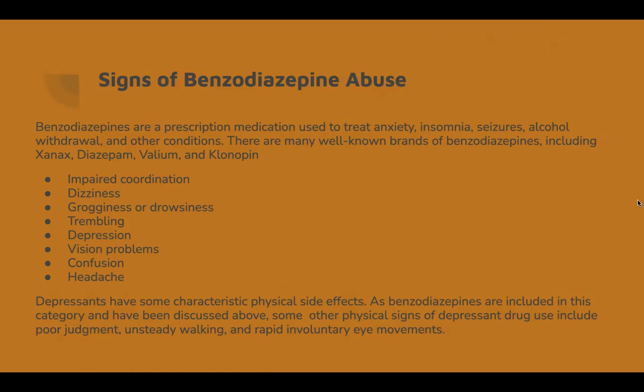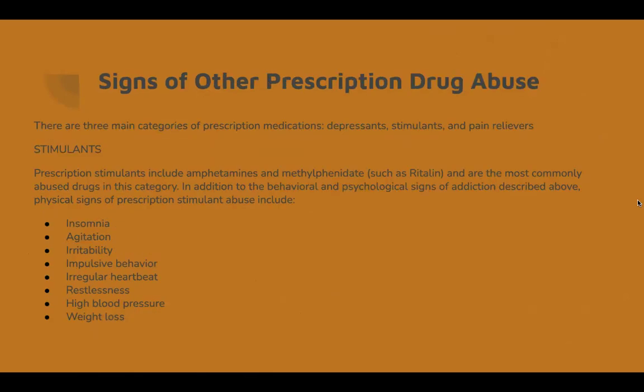Depressants have some characteristic physical side effects. As benzodiazepines are included in this category and have been discussed above, some other physical signs of depressant drug use include poor judgment, unsteady walking, and rapid involuntary eye movements.